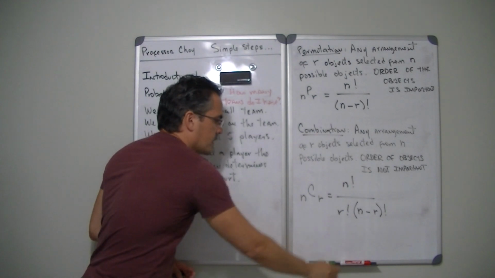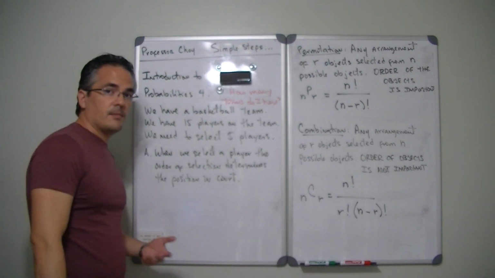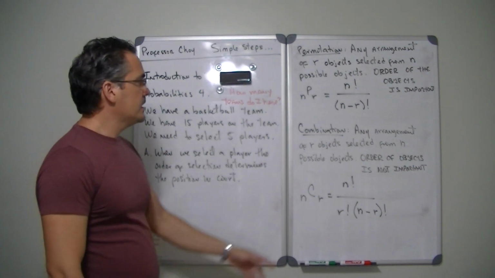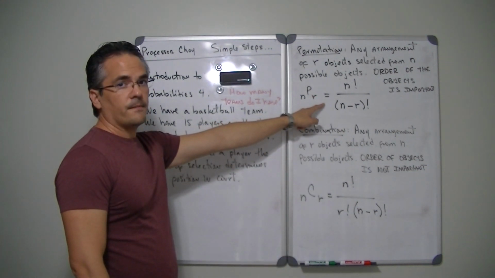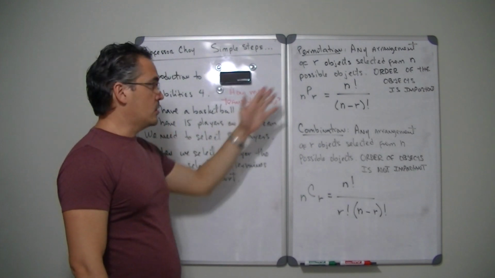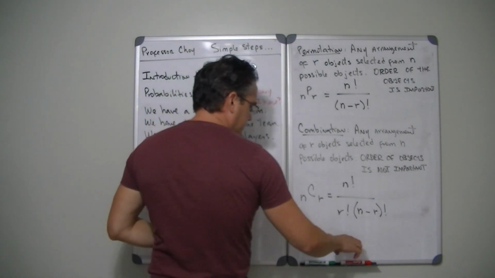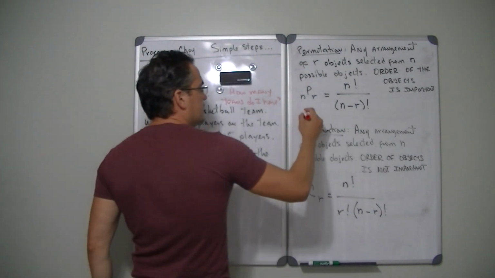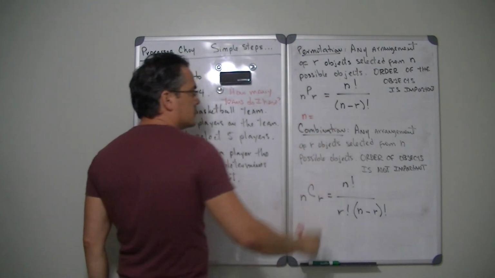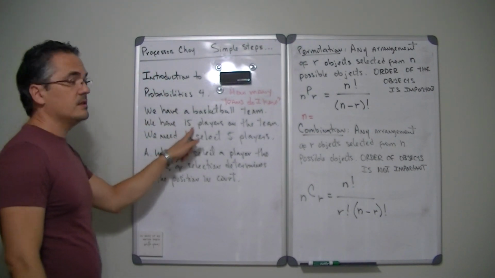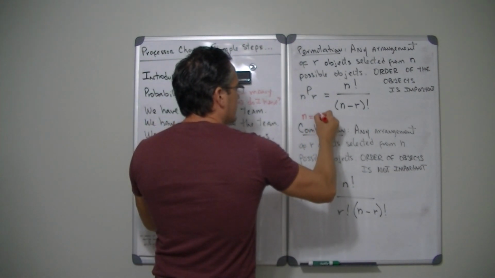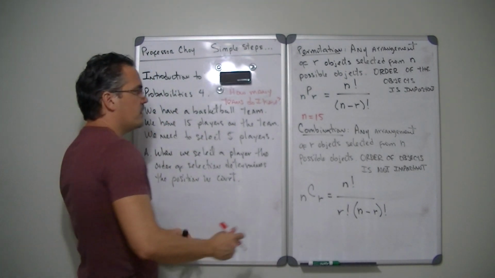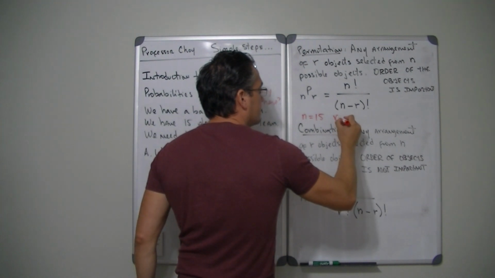Alright, now, in order to answer the question of how many teams do you have, since we know that the order of selection is important, then we're going to use our permutation formula. Now in this case, in order to use our permutation formula, we have to pick an n and an r. Now the n is the total amount of possible people, and in this case you have 15 different players. So our n is going to be 15, and we have to pick 5 of them, so that's going to be our r.